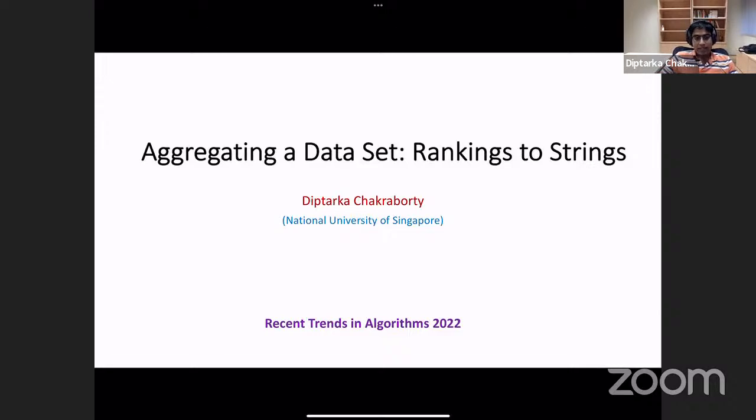As you can see, the title of the talk is Aggregating a Dataset from Rankings to Strings. I will not focus on any of my particular research work, but rather I will combine two or three papers and try to give as many details as possible. What I am planning today is essentially to introduce you to a set of problems and not give any solution to them today. Most likely tomorrow I will give solutions to some of them, at least the solutions that I am aware of.